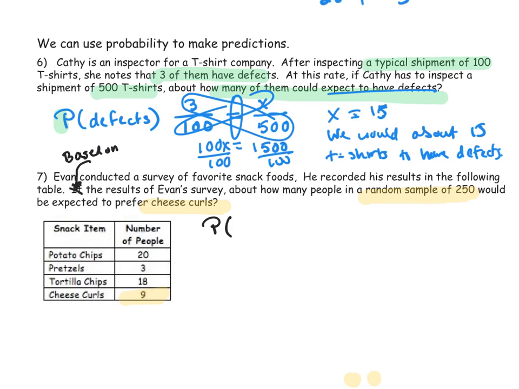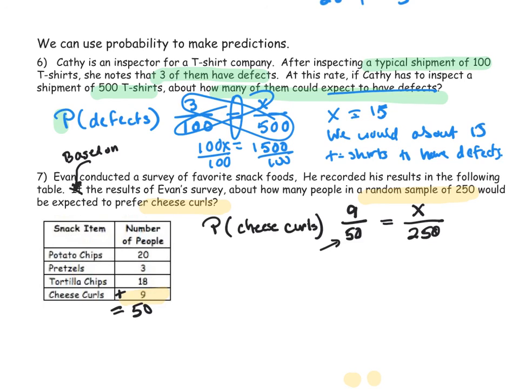So the probability of people choosing cheese curls based on the experiment: 9 people chose cheese curls, but what we don't know is how many people he surveyed. So we're going to have to add all of these numbers up. 20 plus 3 plus 18 plus 9 would give us 50. The total is 50. So that's the number of trials, or number of people that he asked. And now we're trying to figure out about how many people would choose cheese curls if he asked 250. I'm sure that Evan doesn't want to ask 250, so that's why this comes in handy if we can make a prediction based on perhaps a smaller trial or a smaller experiment.